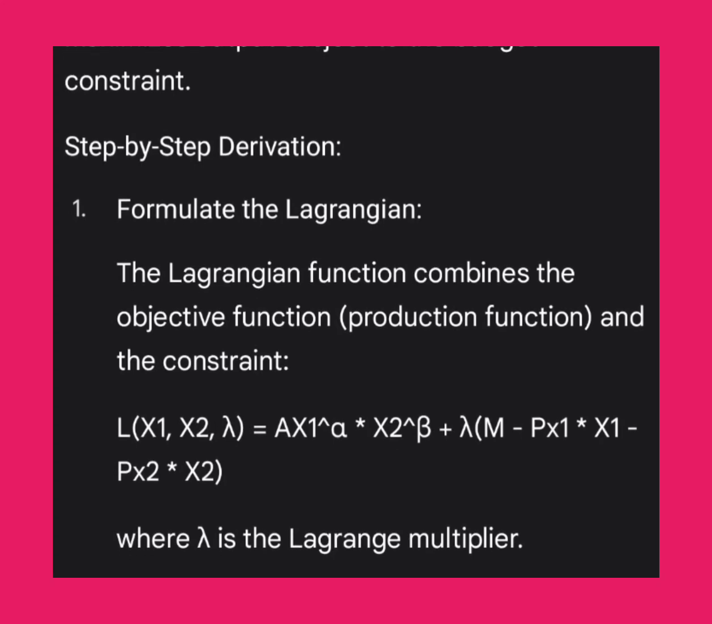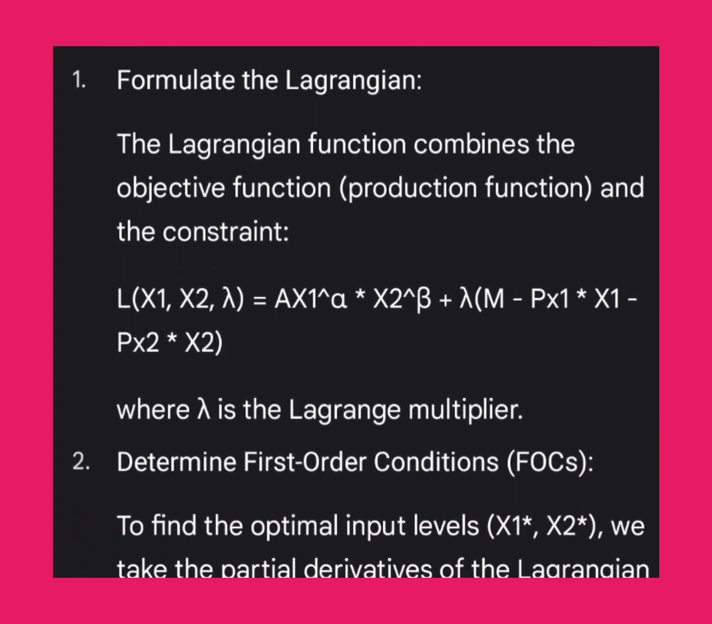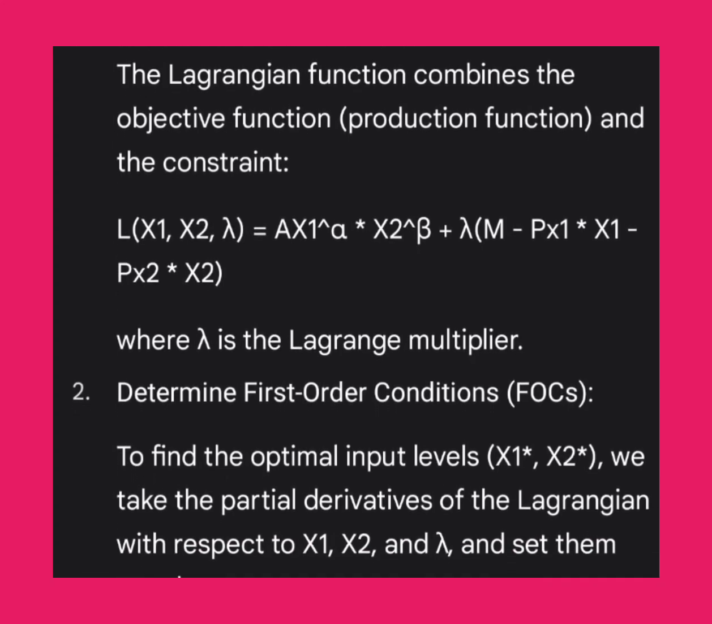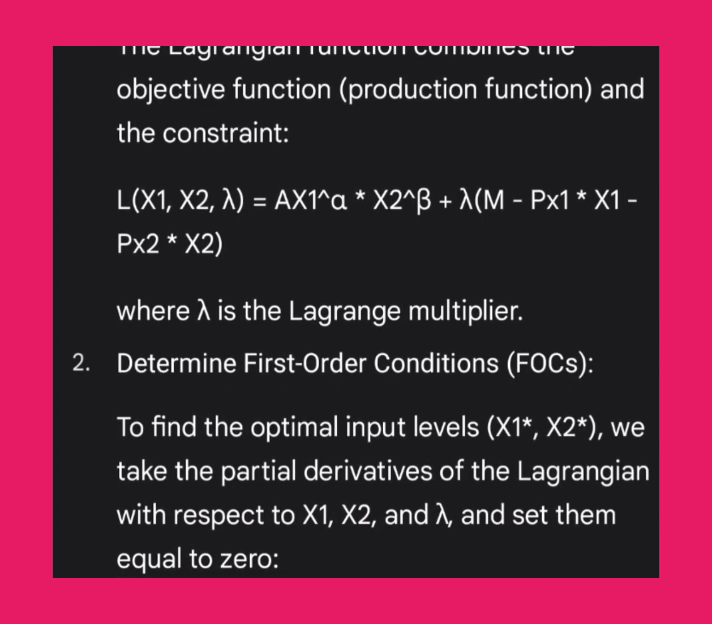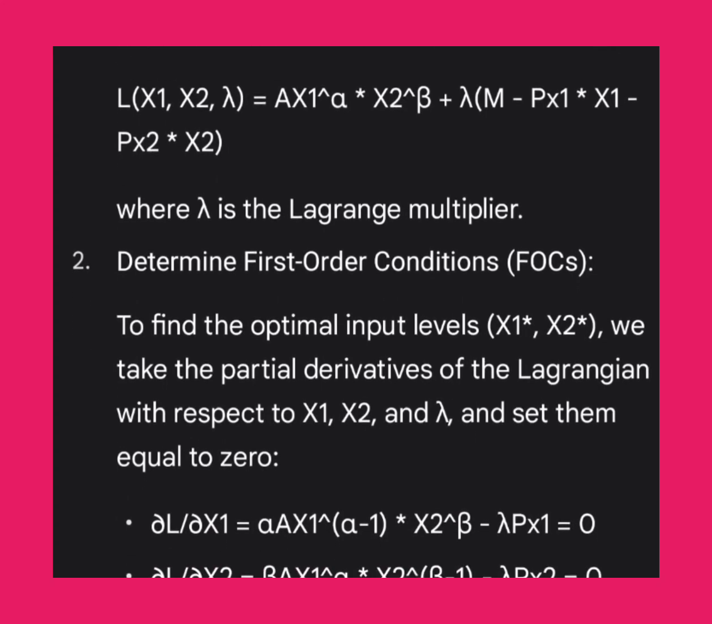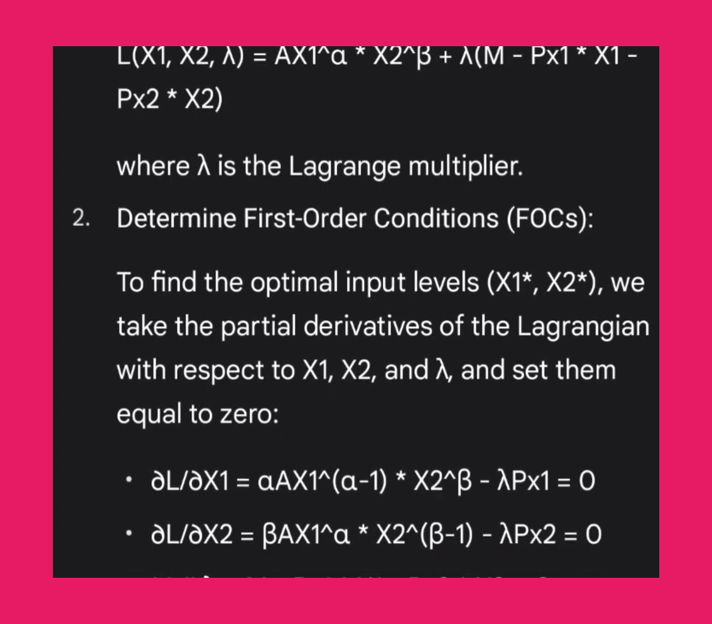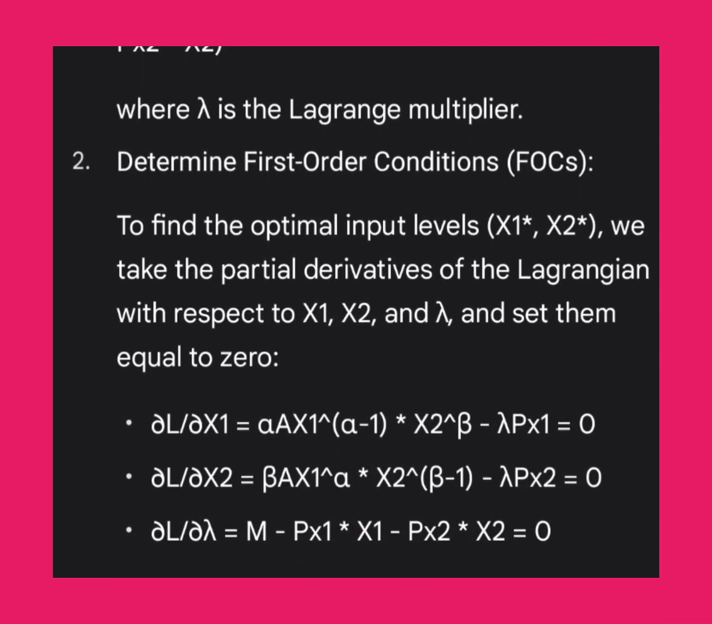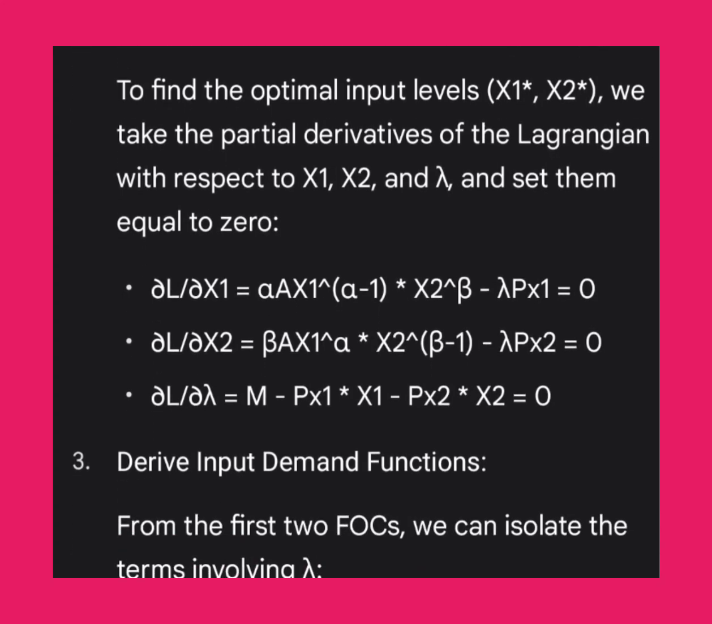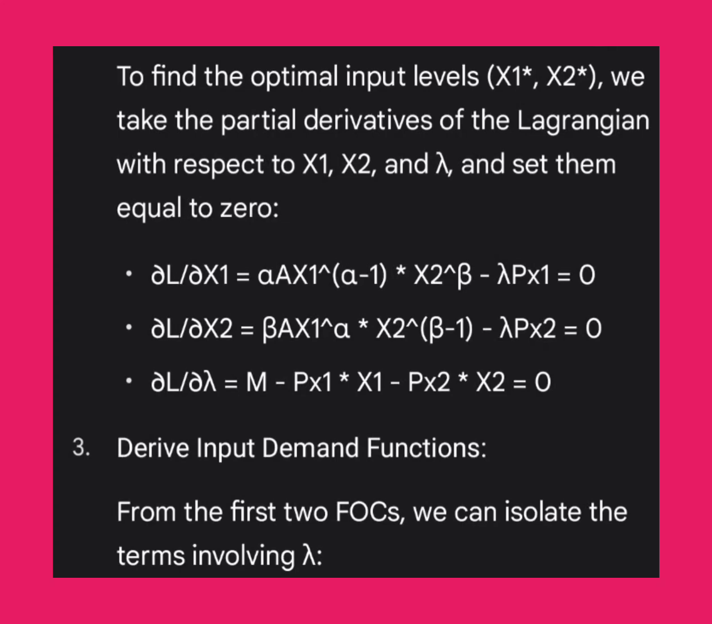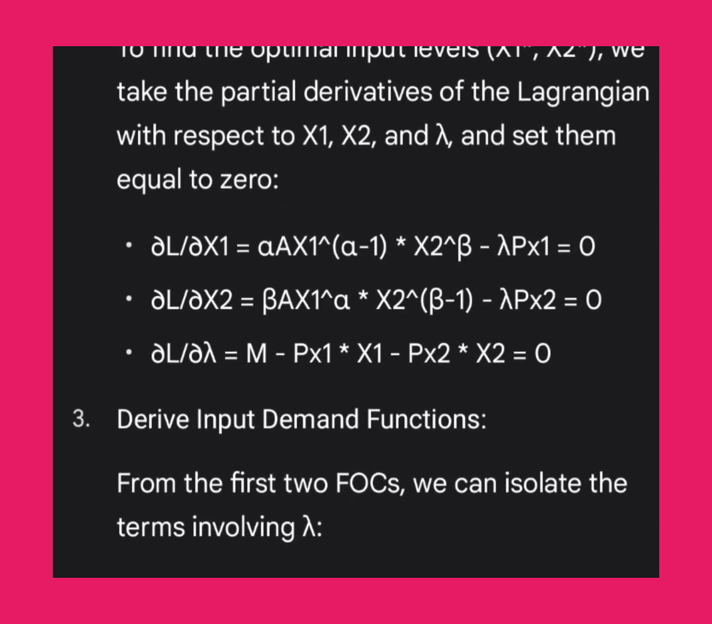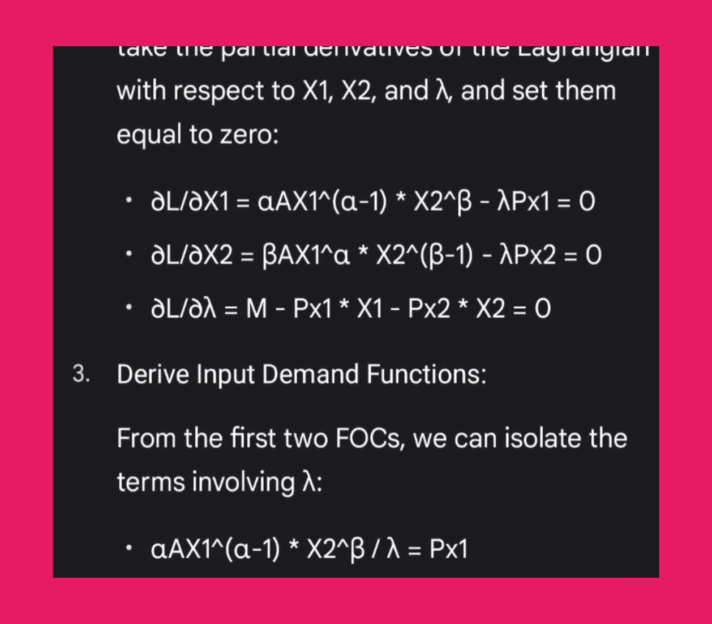budget constraint. Step-by-step derivation. 1. Formulate the Lagrangian. The Lagrangian function combines the objective function, production function, and the constraint. L of x1, x2, lambda equals A x1^alpha x2^beta plus lambda times (M minus Px1 * x1 minus Px2 * x2), where lambda is the Lagrange multiplier. 2. Determine first-order conditions, FOCs. To find the optimal input levels, x1, x2, we take the partial derivatives of the Lagrangian with respect to x1, x2 and lambda and set them equal to 0.